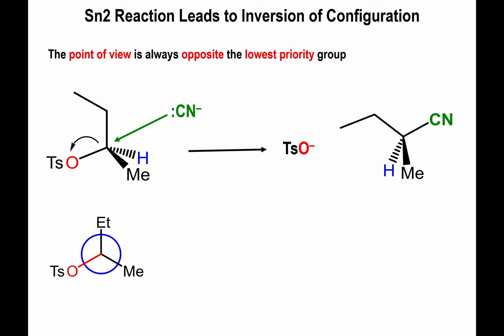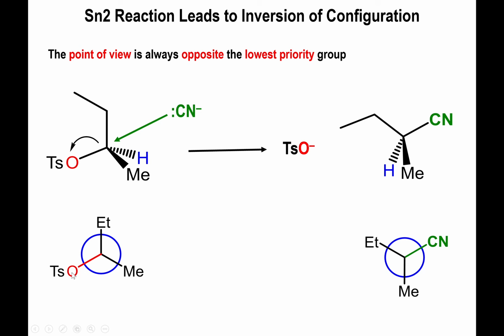And if you look at the configurations via Newman projections, in this case, looking at it from the opposite view of the lowest priority group, which is the hydrogen, we see that tosylate is to the left, ethyl group to the top, and methyl group down to the right, which is what we have here. Over on the product side, opposite of the hydrogen, we have methyl down, cyanide to the right, ethyl group to the left.